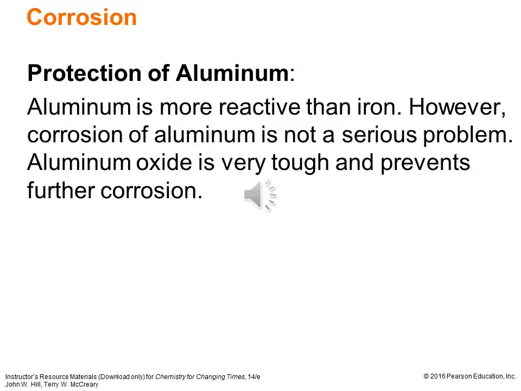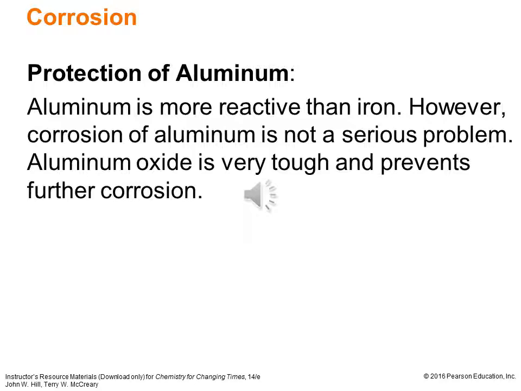Now we see at the title here, corrosion, which is a more generic term for rusting, and it's really any metal theoretically rusts. Aluminum we often use in outdoor applications because aluminum's more reactive than iron. That doesn't sound right. Shouldn't we use a less active metal? Well, corrosion of aluminum is not a bad problem, because the aluminum is so reactive that it rusts right away, and the rust that it makes, aluminum oxide, is very tough. It's harder than the aluminum metal, and it prevents it from further corroding, any more oxidation.